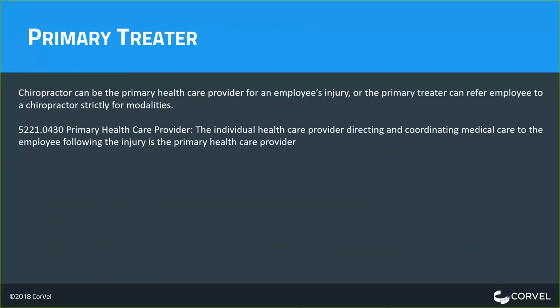So in a situation where you have an MD who is the primary healthcare provider and is referring the patient to a chiropractor strictly for chiropractic modalities, the MD would still be the one directing care. The MD would be the one outlining work status and workability forms. The MD would determine whether or not that patient needs to be referred on for any further treatment. And the chiropractor should be communicating with that MD, the primary treater, regarding the patient's response to treatment and what the chiropractor's recommendations are for ongoing treatment.